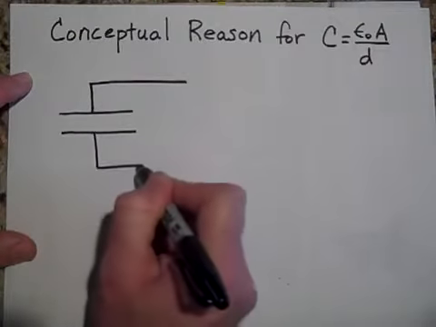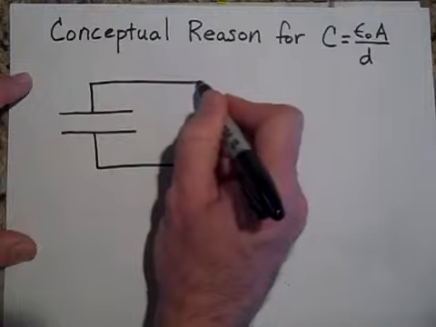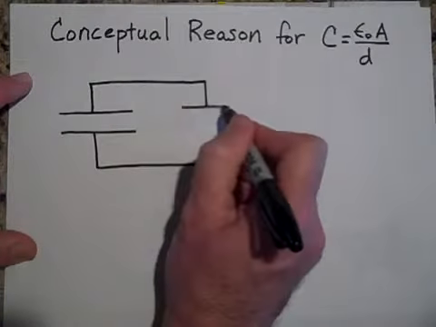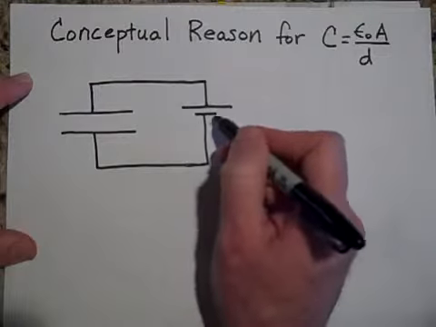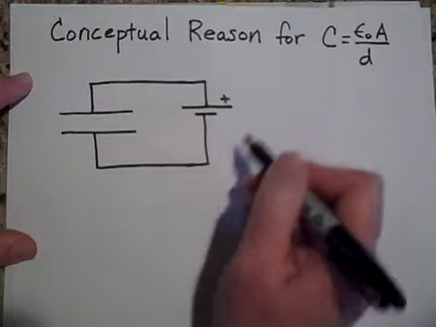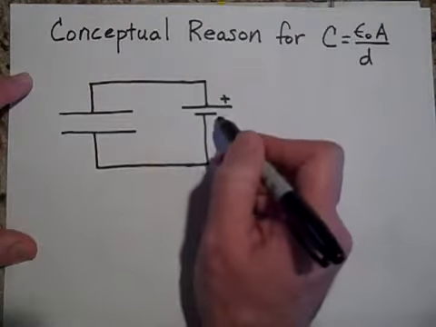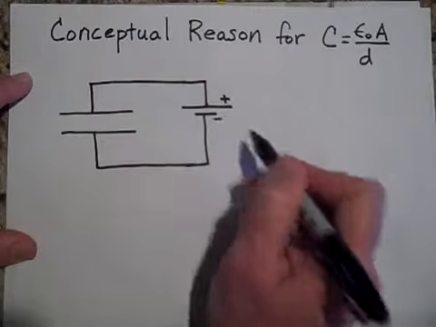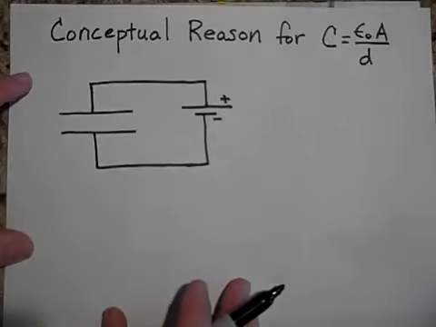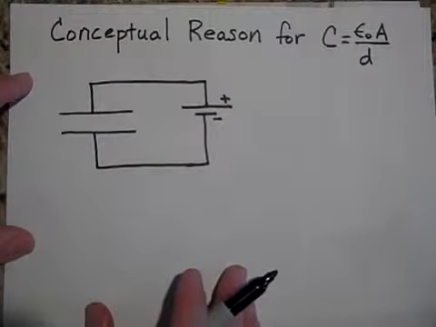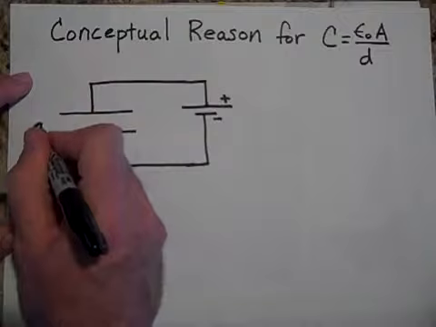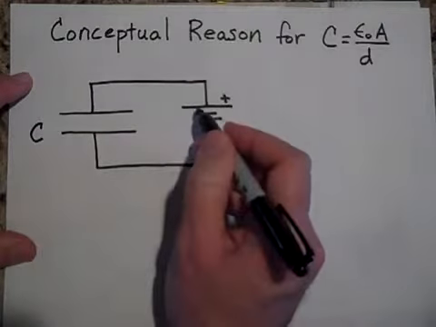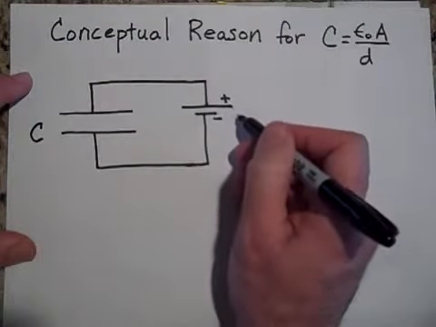Now, the way that we represent a battery, if you remember from last year, is we put that symbol. This represents the positive terminal of the battery, a DC battery, and this represents the negative terminal of the battery, sometimes called ground. Here's your capacitor C, and there's your battery. It's got a certain amount of voltage.